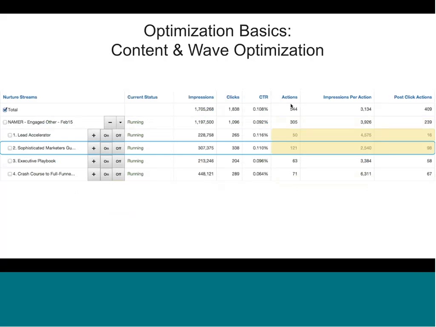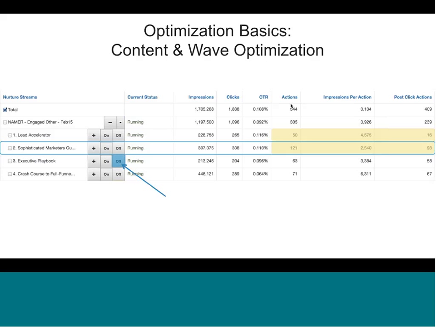We also have this lead accelerator nurture stream, or wave, pardon me. And that has a really high impressions per action, but we might not want to turn that one off either. And here's why. This lead accelerator wave goes directly to a contact us form, which might cause someone to immediately be an MQL. So we might be able to tolerate a higher impressions per action if ultimately that's going to have a higher likelihood of conversion. So maybe we don't want to touch that one either.